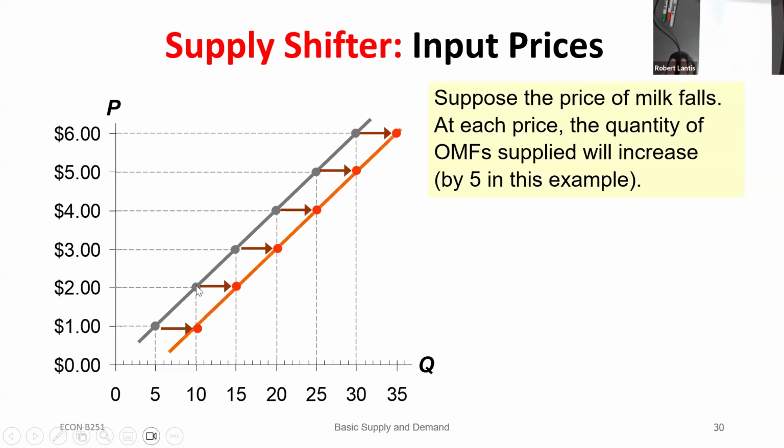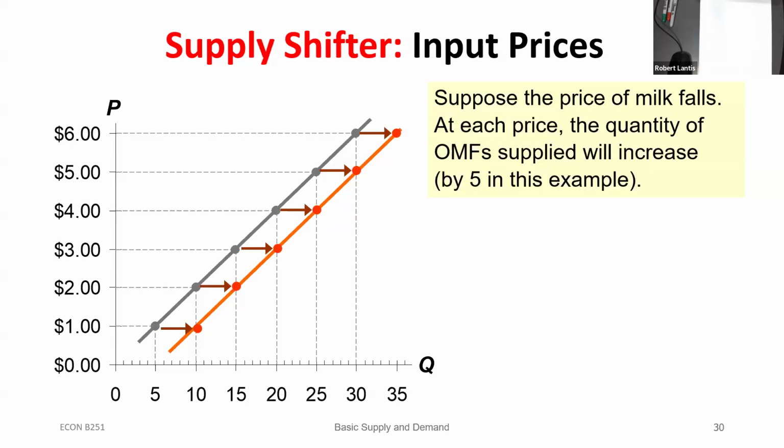I have the arrows going across here, but you can think of it vertically as well. So one way of thinking about it is at every price, I'm willing to supply more. Or you can think about it as at every quantity, I would now be willing to supply that same quantity at a lower price, right? Either way you think about that, it's still going to look like this rightward or kind of downward shift in supply. Okay.